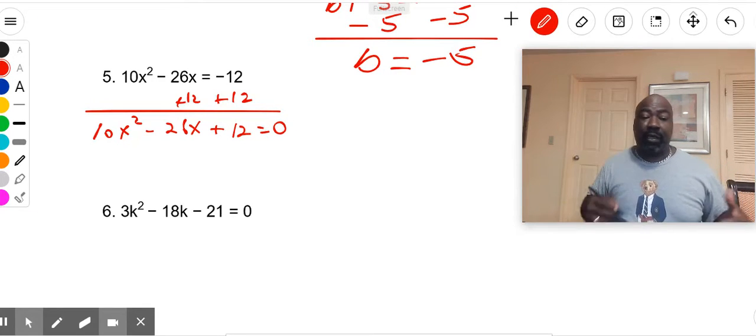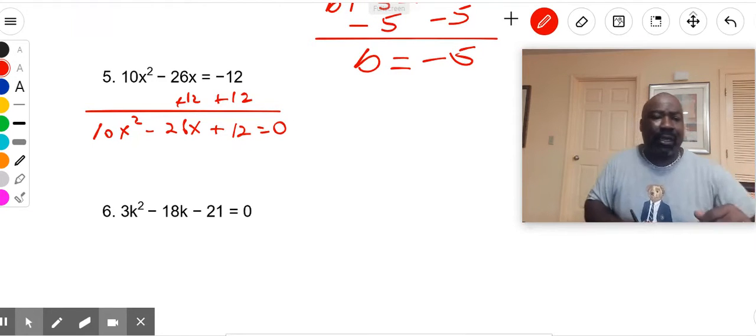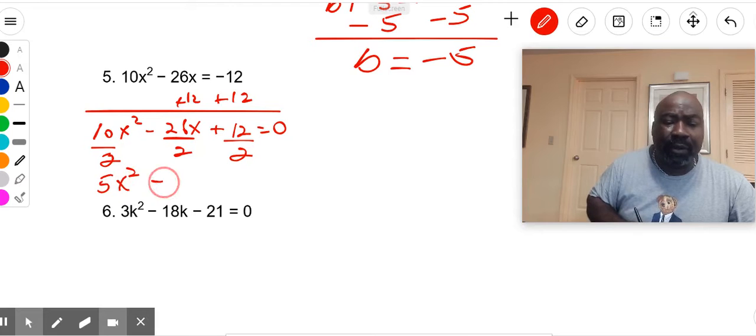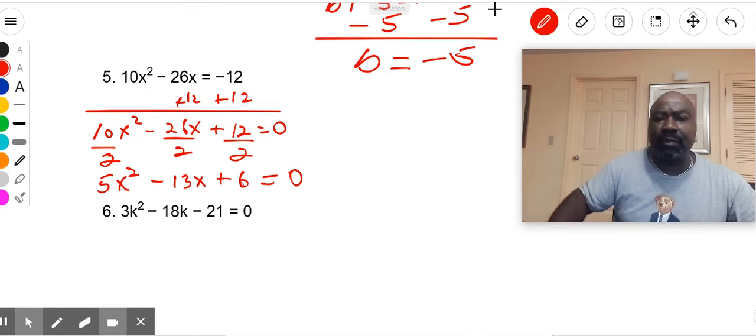Now what I do is, we could kind of factor it right here, but I like to reduce things and make my equation a whole lot easier. So define the greatest common factor, which is 2. And so therefore this becomes 5x squared minus 13x plus 6 equals 0. Write this down in case you're not listening and you're just copying.